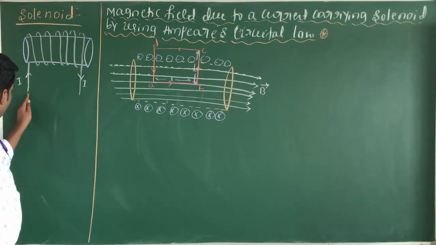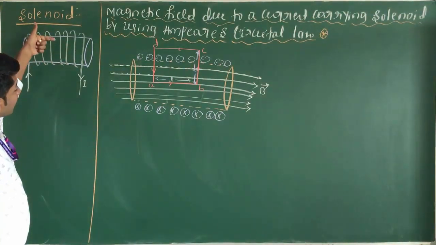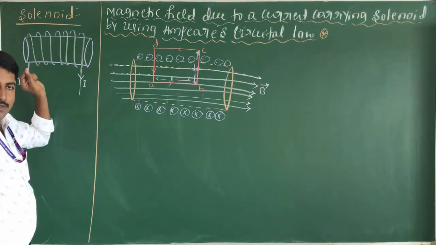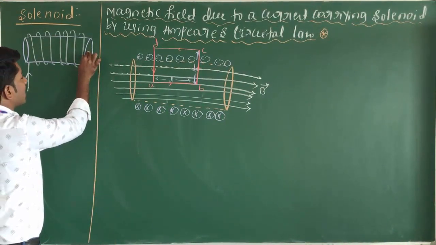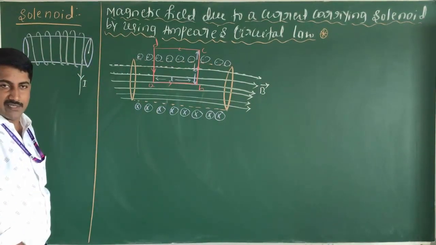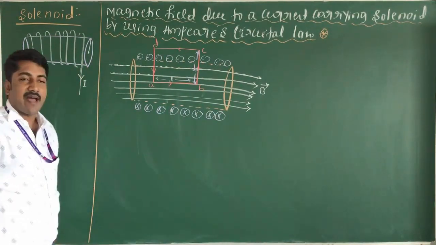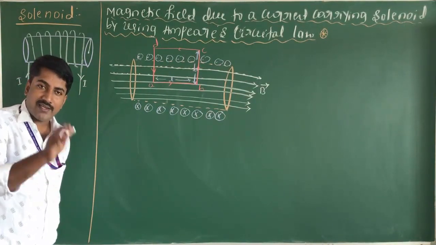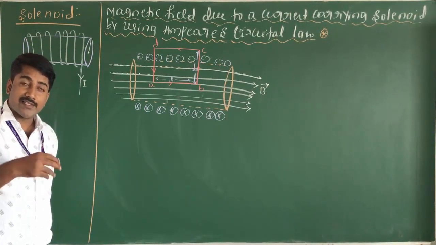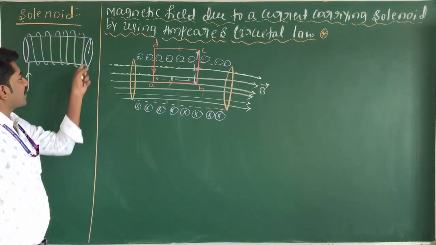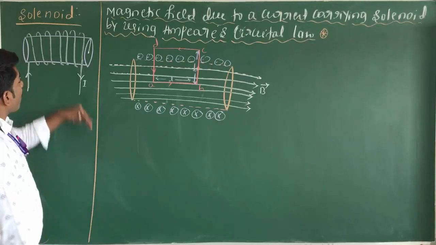When the current flows inside this solenoid, the magnetic field is produced inside the solenoid because it is insulated wire. At the center of the solenoid, the magnetic field is maximum and it is uniform. At the end of the solenoid, the magnetic field is non-uniform, and outside the solenoid, the magnetic field is zero. This is very important. Outside the ideal solenoid, the magnetic field is zero. At the end of the solenoid, the magnetic field is half of its center.